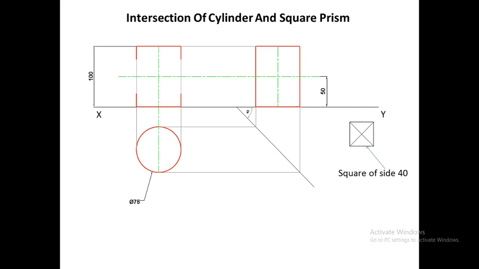In order to draw the horizontal square prism, first draw a square of side 40 mm anywhere here. Now after drawing this square, draw the diagonals. The diagonals will intersect each other. Now in order to draw the square here, we have to draw the square in the form of a kite, because it was given in the question that the sides of the square prism are equally inclined to HP. So the square to be drawn here should be in the form of a kite.